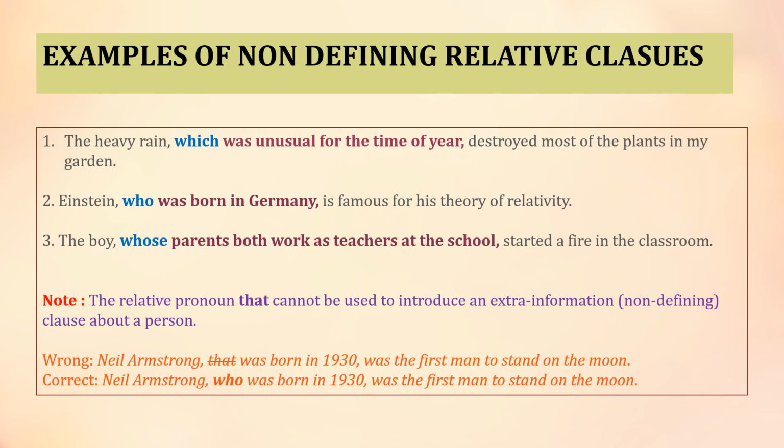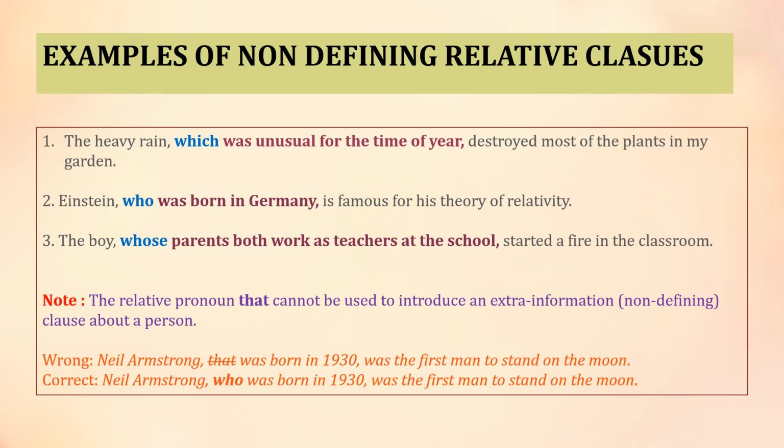The boy, whose parents both work as teachers at the school, started a fire in the classroom. Whose is the relative pronoun. It is referring to the boy. Whose parents both work as teachers at school is a relative clause. If this relative clause is removed, the remaining sentence will give its meaning: the boy started a fire in the classroom. So it is the additional information which is given about the boy.